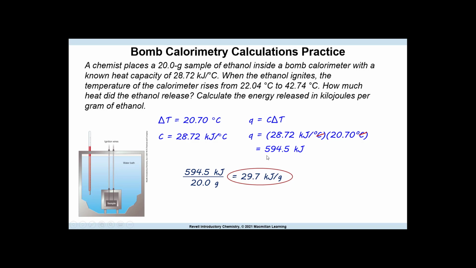And it's 594.5 kilojoules. So now we're going to take this answer and plug it in here because this is asking for the energy released in kilojoules per gram of ethanol. And we're going to take the mass of ethanol and place that on the bottom. This gives us an answer of 29.7 kilojoules per gram.